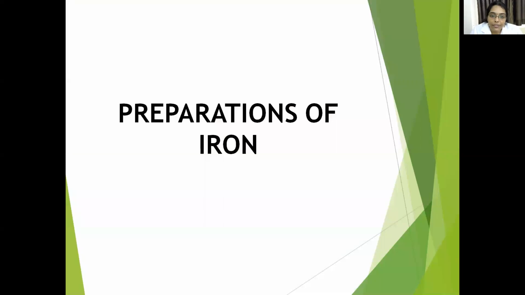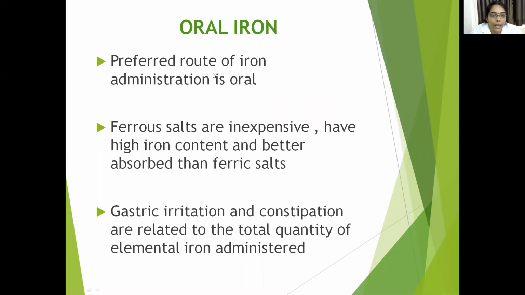So preparations of iron: we have different iron preparations which can be taken orally as well as parenterally. Now first let us talk about the oral iron preparations. The preferred route of iron administration is oral. Ferrous salts are inexpensive, have high iron content and are better absorbed than ferric salts. Gastric irritation and constipation are related to the total quantity of elemental iron administered. So these are the main adverse effects which we see with oral iron therapy, and these are the limiting factors for oral iron therapy, and they are related to the total quantity of elemental iron that is administered.